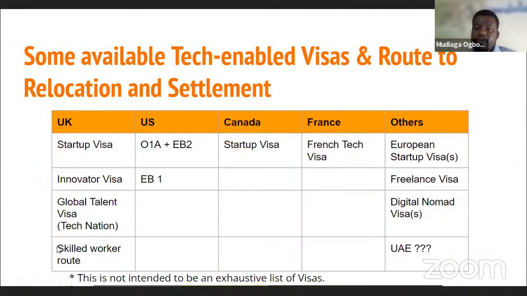Some available tech-enabled visas and routes for relocation and settlement. I ran through some of these before now. For the UK specifically, we have the startup visa. Also for the UK, we have the innovator visa. We have the global talent visa, which we'll be talking about today extensively. We have also the skilled workers route. For the US-focused visas, we have the O1 visa, the EB2 visa, and the EB1 visa. The focus country, like I said, is the United States.